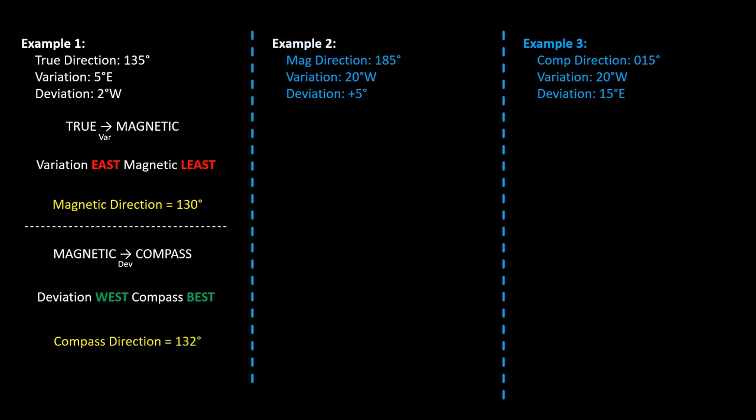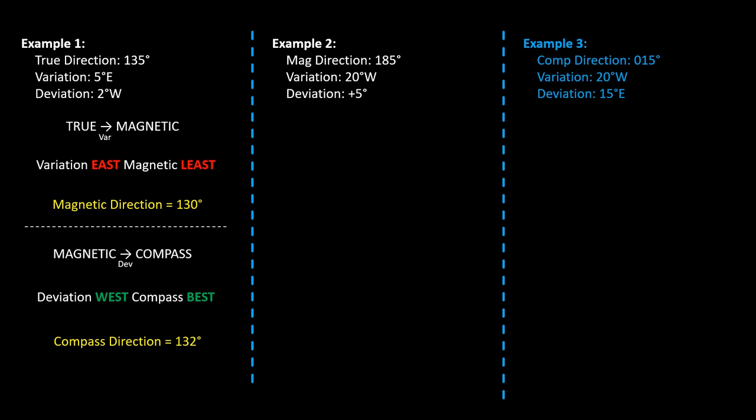Example 2. Given magnetic direction 185 degrees, variation 20 degrees west, deviation plus 5 degrees, find true direction and compass direction. Since we were given magnetic direction, we can calculate in any direction. We can either find true direction or compass direction first. For this example, I will find true direction first.